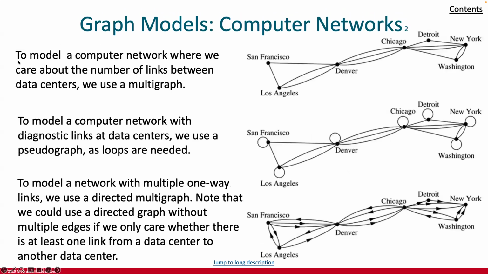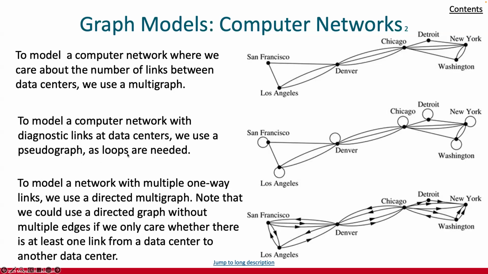So to model a computer network where we care about the number of links between the data centers, we use a multigraph. So thus now we can see that going, say, between Denver and Chicago, there's a lot of connectivity. And you can see other examples of that as well. To model a computer network with diagnostic links at the data centers, we use a pseudograph, as it has loops. And so thus we can be verifying things for each of these centers. And so there are those loops.